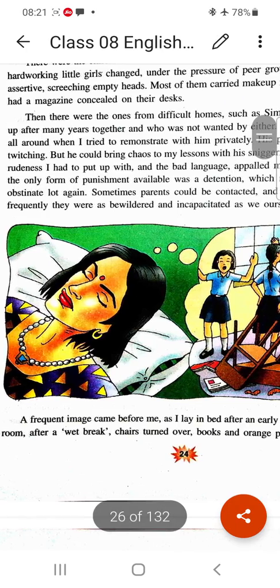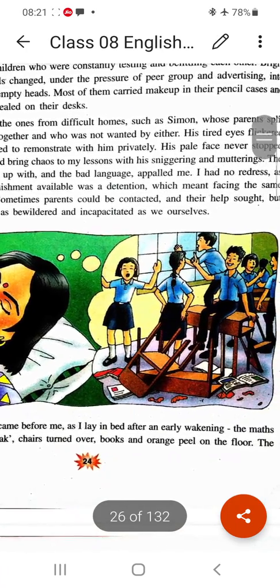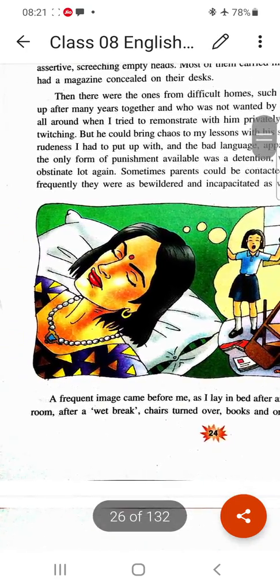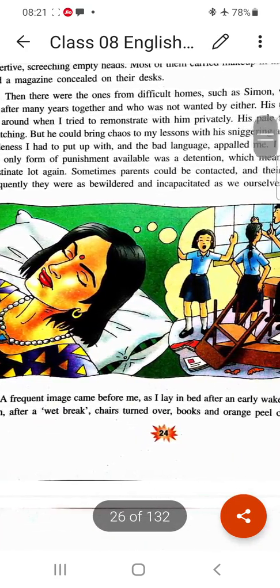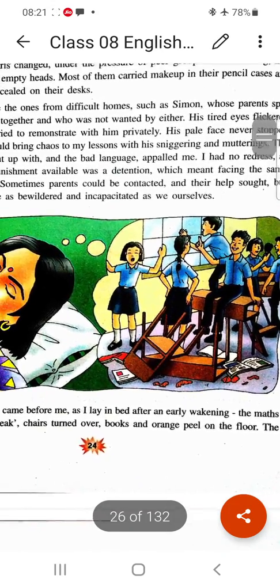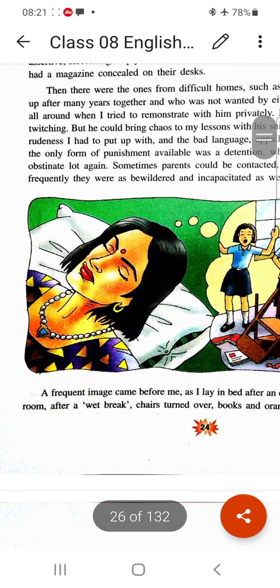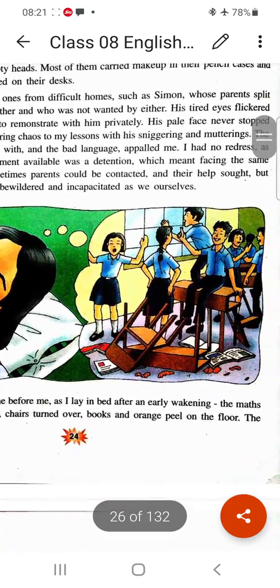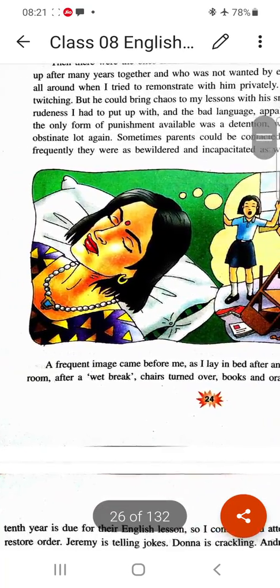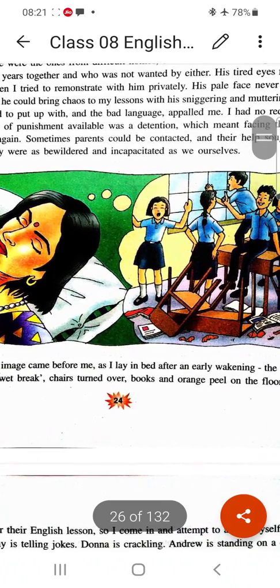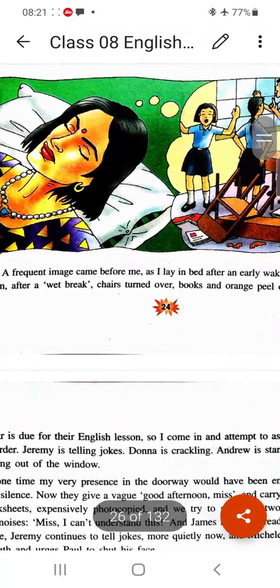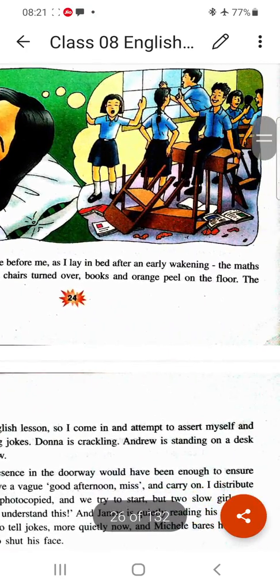The rudeness I had to put up with and bad language pained me. I had no redress, as the only form of punishment available was a detention, which meant facing the same obstinate faces again. Sometimes parents could be contacted and their help sought, but frequently they were as bewildered and incapacitated as we ourselves. A frequent image came before me as I lay in bed after an early awakening.